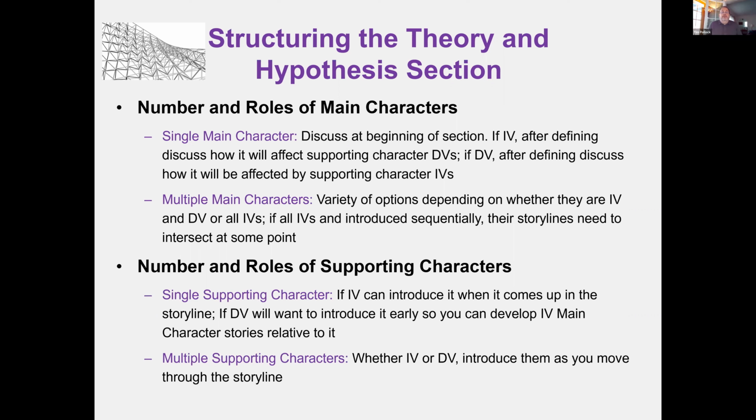So, the number and roles of supporting characters. If you have a single supporting character that's an IV, you can just introduce it when it comes up in your storyline. Oftentimes it'll be a moderator. So you would talk about your main characters, and then you would talk about your moderator and introduce it at that point. If it's a dependent variable, even if it's a supporting character, you're still probably going to want to introduce it early so that you can develop the IV main character stories relative to this dependent variable.